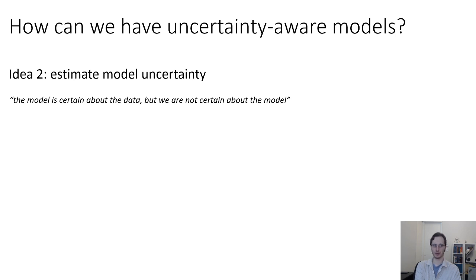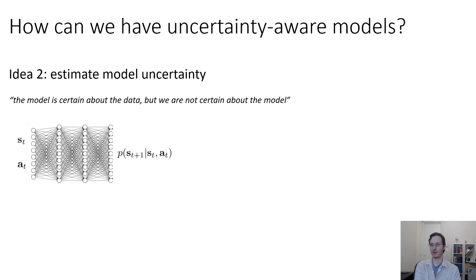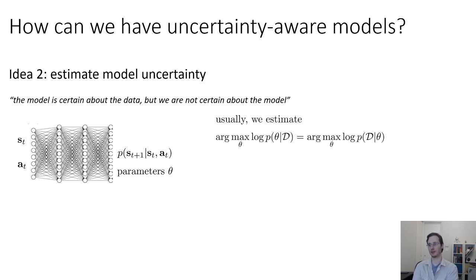So this is basically the setting where the model is certain about the data, but we are not certain about the model. In order to not be certain about the model, we need to represent a distribution over models. Before, we had one neural net that outputted a distribution over s_{t+1}, and it has some parameters theta. So being uncertain about the model really means being uncertain about theta. Usually we would estimate theta as the argmax of the log probability of theta given our data set, which when we're doing maximum likelihood estimation, we take to also be the argmax of the log probability of the data given theta, and that presumes having a uniform prior.